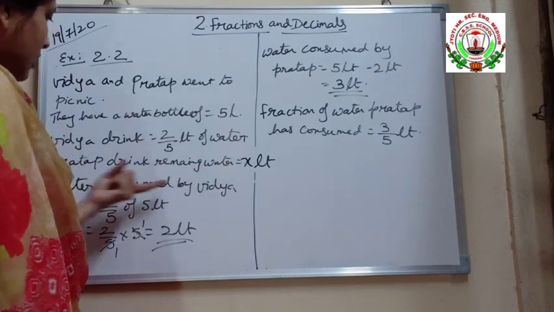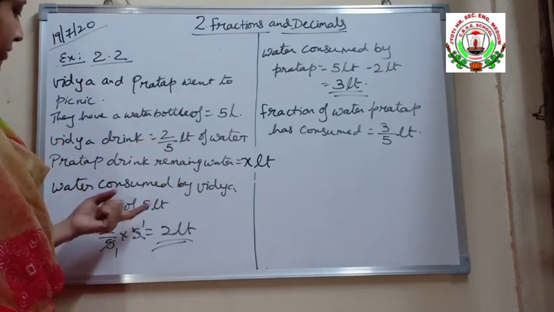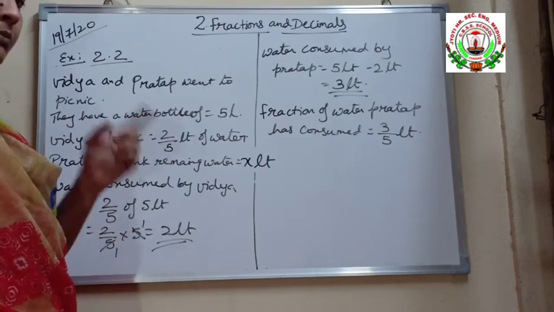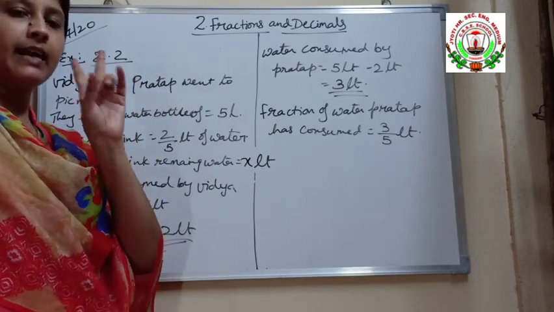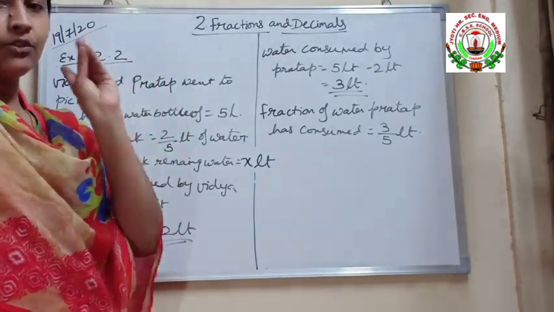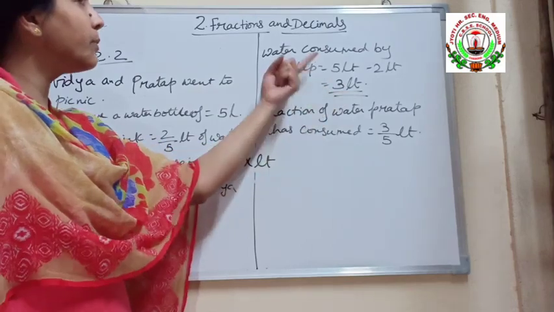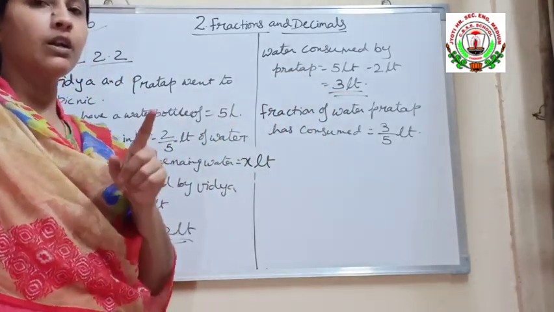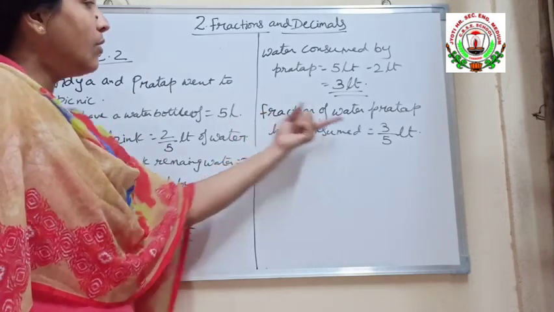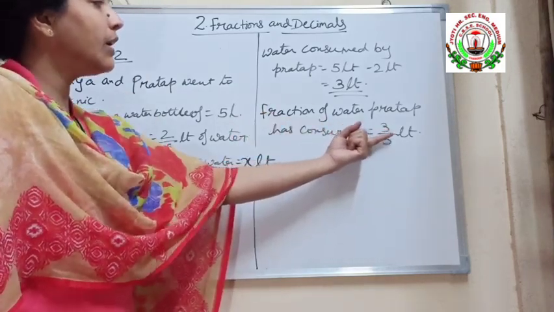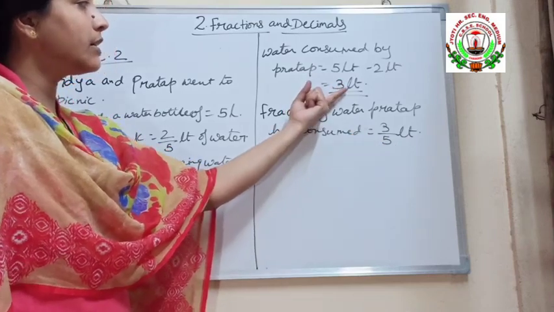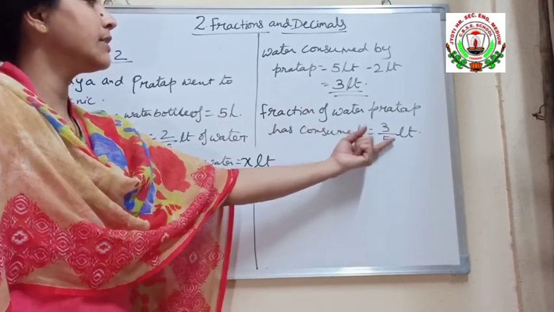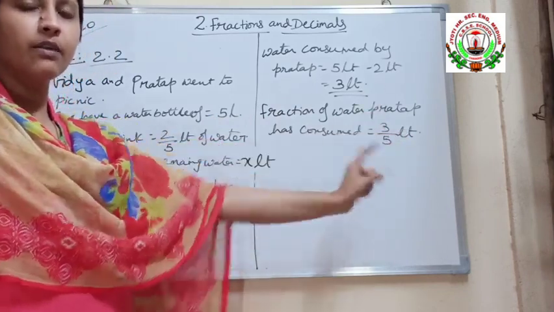So the water consumed by Vidya is 2 by 5 of 5 liters. I have cancelled it, so it is 2 liters. Means from 5 liters of water Vidya has taken 2 liters. The remaining 3 liters of water is consumed by Pratap. And in the second part they have asked what fraction of water Pratap has taken. Pratap has taken 3 liters, so it is 3 by the total water 5. So it is 3 by 5 liters of water Pratap has taken.